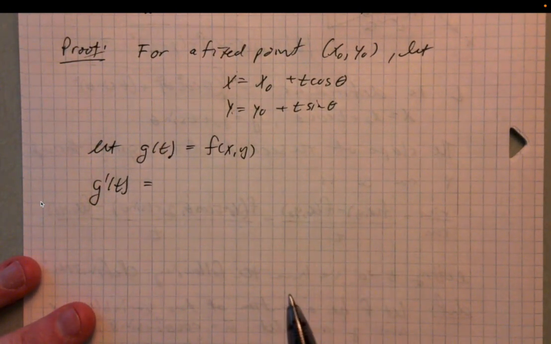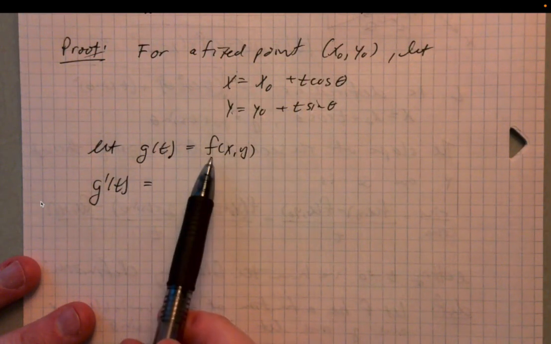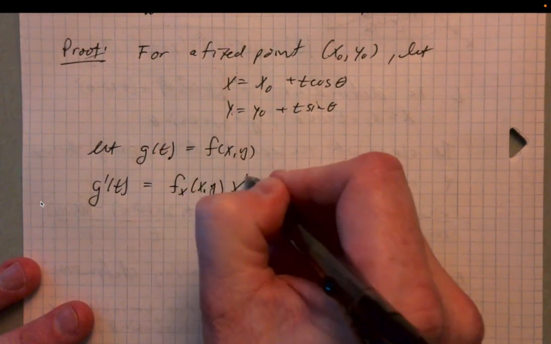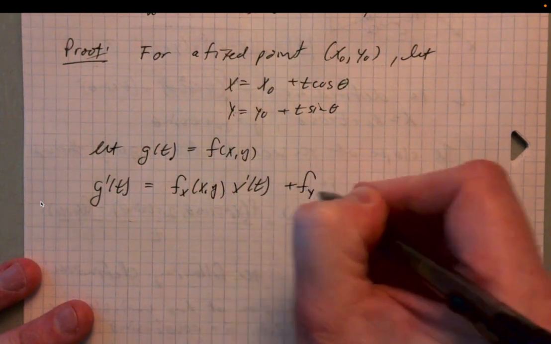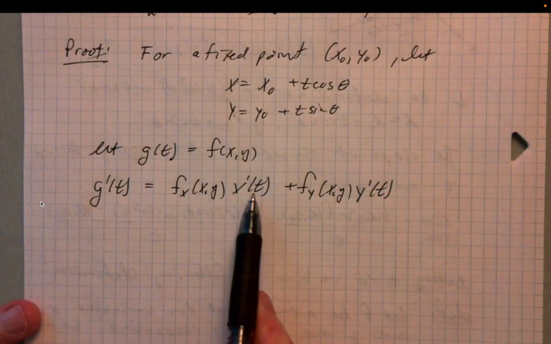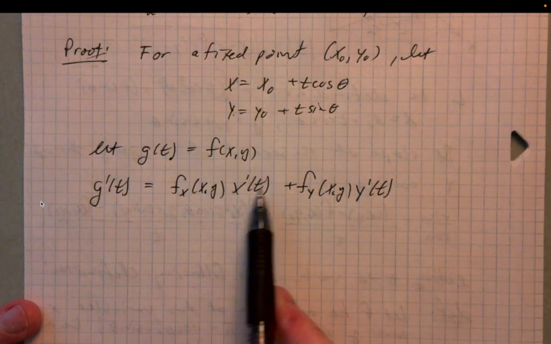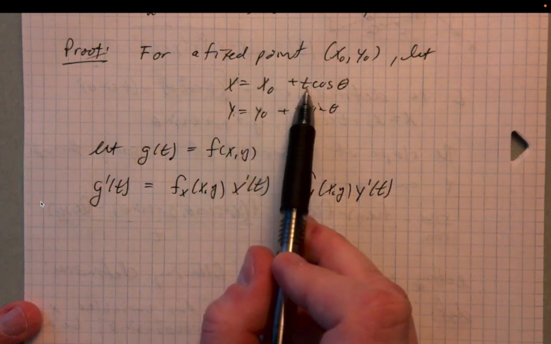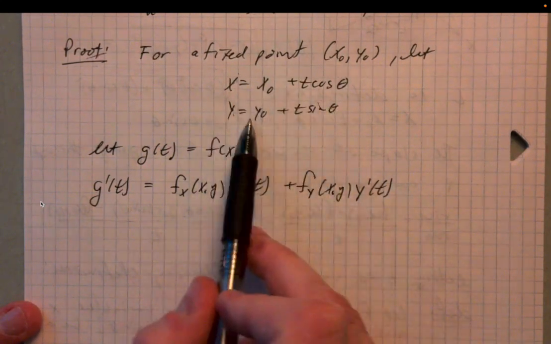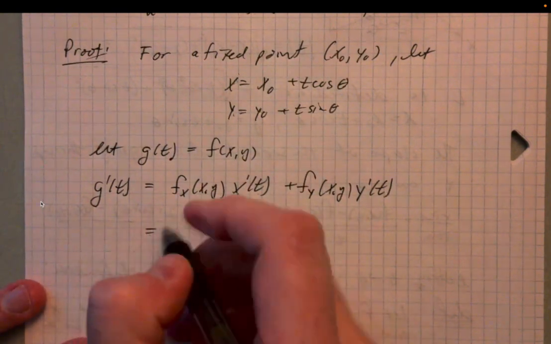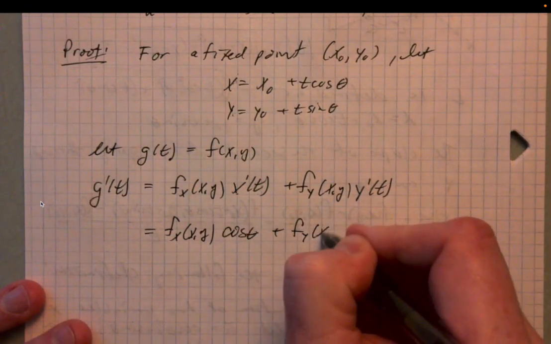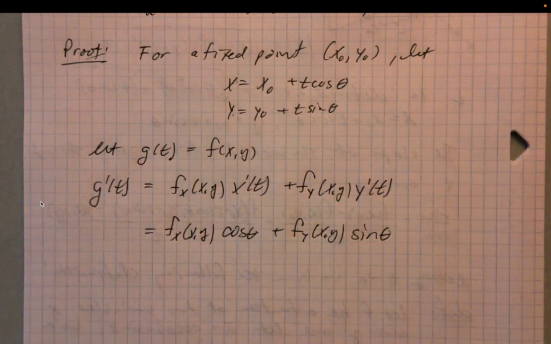Well, we're going to differentiate with respect to x, multiply times the derivative of x. So it's f sub x of x, y, times x prime of t, plus f sub y of x, y, times y prime of t. And now what is x prime of t and y prime of t? Well, x prime of t is the derivative of x with respect to t, and if we look at x, that's just going to be cos theta. And similarly here, this is just going to be sine theta, if you differentiate y with respect to t. And so this is all f sub x of x, y times cos theta plus f sub y of x, y times sine of theta. So we can get that really quickly.